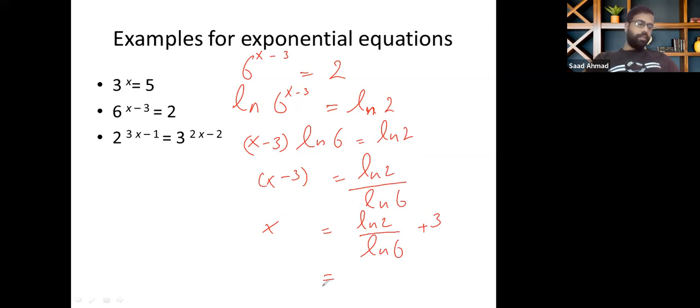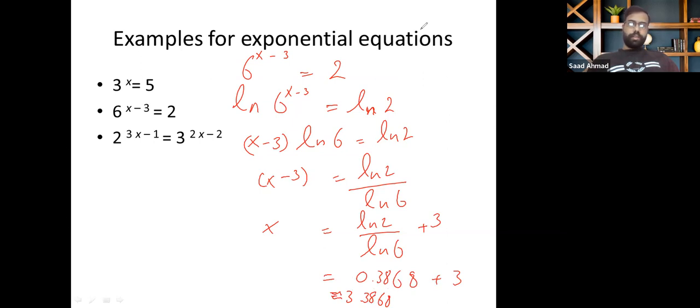So we can get the decimal answer by dividing ln 2 by ln 6. That is like 0.386, right? And then plus 3. Okay. That's like 3.3868, something like that, or approximately.